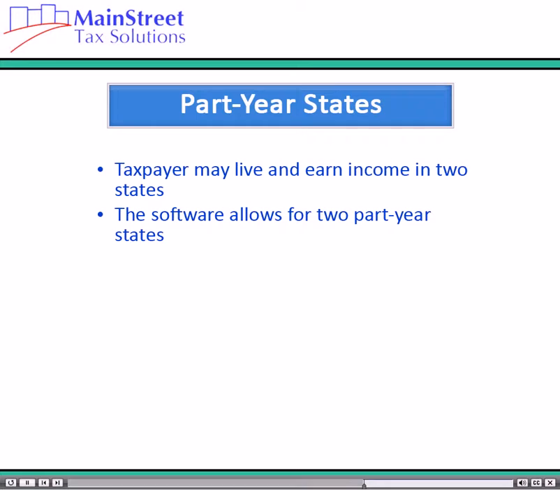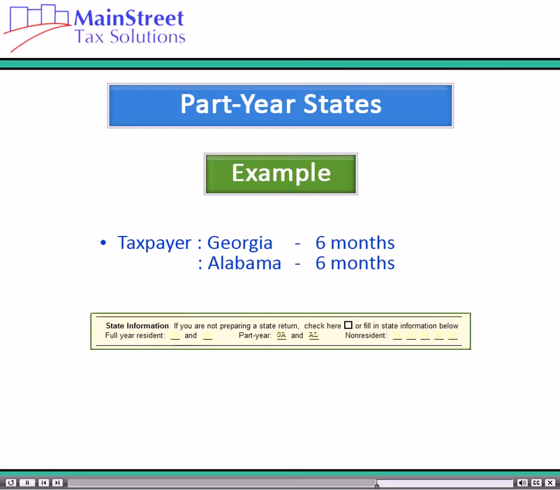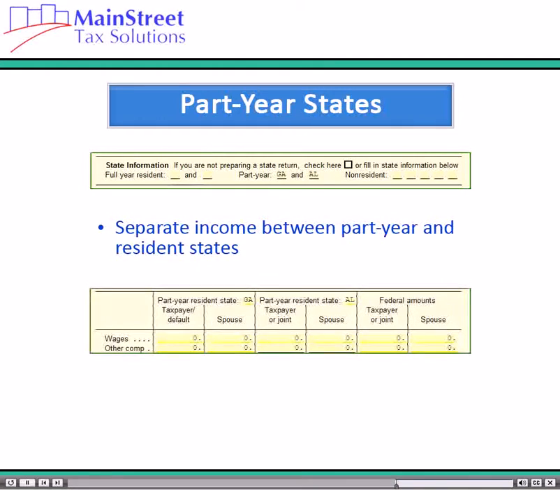Sometimes the taxpayer lives in and earns income in 2 states. The taxpayer must complete tax returns for the part-year states. The software allows for 2 part-year states. In our second example, the taxpayer lived in Georgia for 6 months, and he then lived in Alabama for 6 months. In this situation, you would enter GA in the first part-year box, and then you would enter AL in the second part-year box. When you designate a part-year state, the software automatically loads the part-year resident worksheet into the return. This worksheet is used to separate income between the part-year resident states.